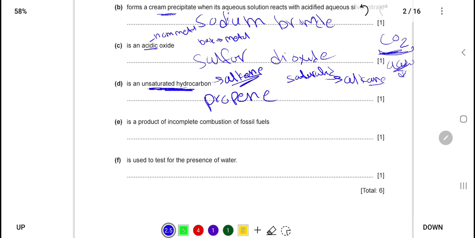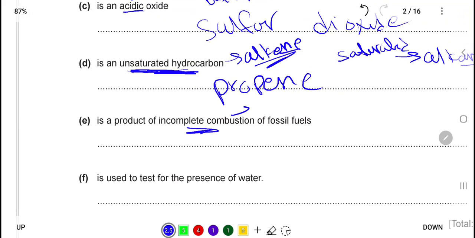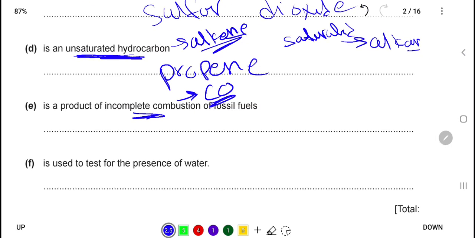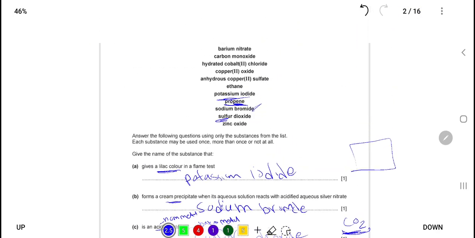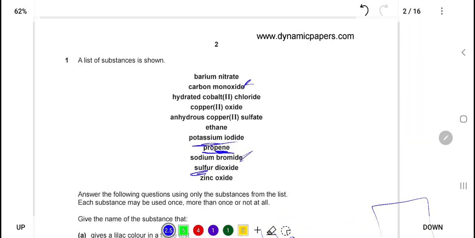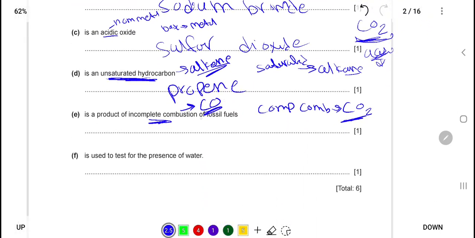Now E is a product of an incomplete combustion. Whenever you see an incomplete combustion, you need to know that its product is carbon monoxide, CO. And if it was a complete combustion, the product is CO2. We need to learn this. So incomplete combustion must be carbon monoxide. So you will put carbon monoxide.